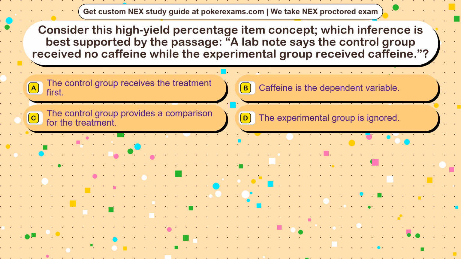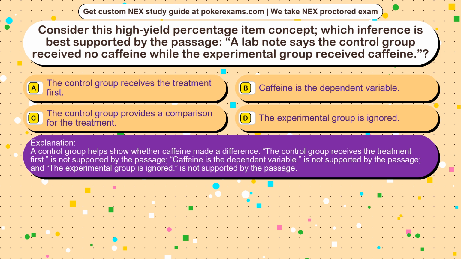The correct answer is option. A control group helps show whether caffeine made a difference. The control group receives the treatment first is not supported by the passage. Caffeine is the dependent variable is not supported by the passage, and the experimental group is ignored is not supported by the passage.